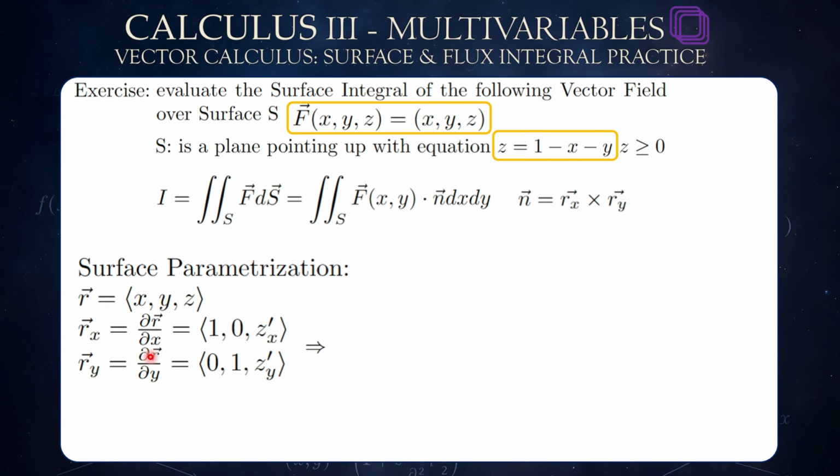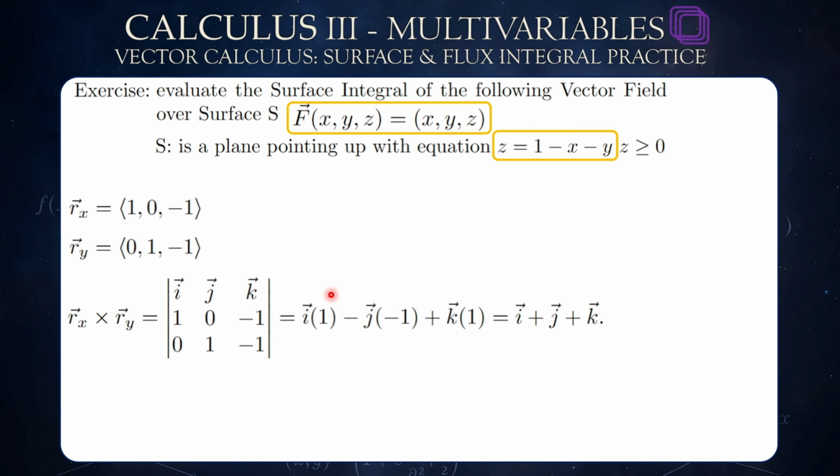Then ry is equal to the derivative of r over y. So it gives us, for x, the derivative of x over y is 0. For y, 1. For z, it is z prime y. It is to be evaluated next, okay? Because z is expressed as a function of x and y. Rx is equal to 1, 0, and the derivative of z with respect to x is minus 1. I could have replaced z by 1 minus x minus y over here, but for simplicity, I've left it as z. As for y, z prime of y is also minus 1. These are the 2 parametric vectors.